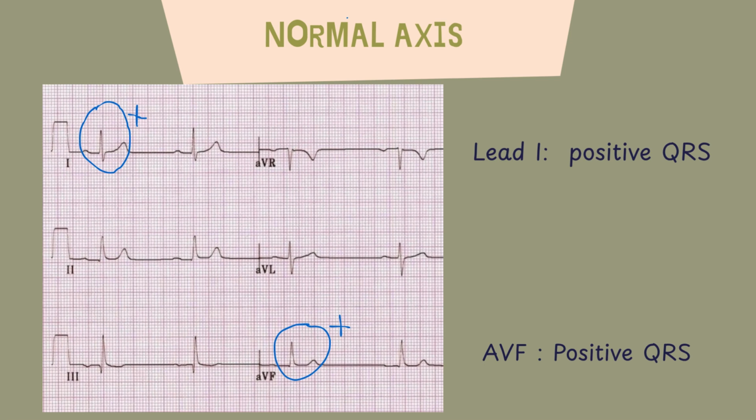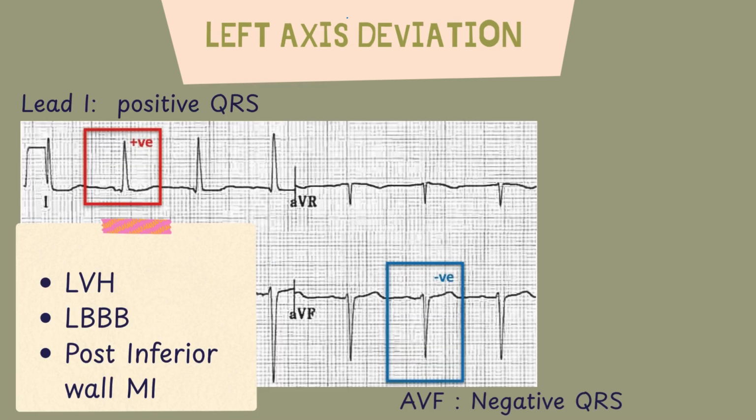If lead 1 is positive, where the QRS is pointing upwards, but aVF is negative, where the QRS is pointing downwards, now the current is drifting more upward and leftward. That's called left axis deviation, and it often shows up when the left ventricle is enlarged, like left ventricular hypertrophy, or there's a left bundle branch block, which we'll discuss, and it's slowing things down. It can also happen after an inferior MI, where there's damaged tissue, the flow can't go through, and it redirects the signal.